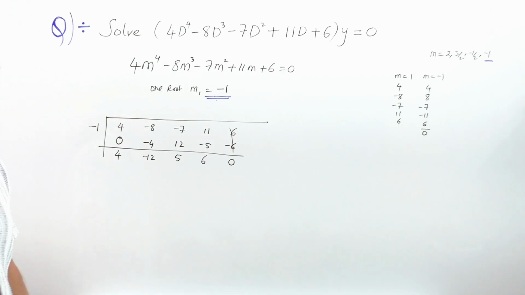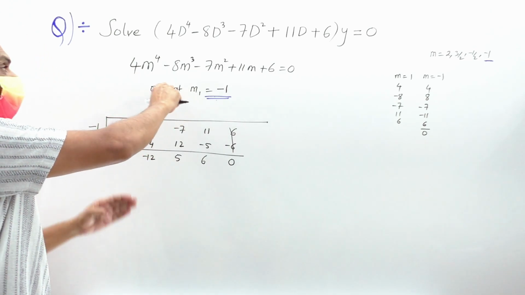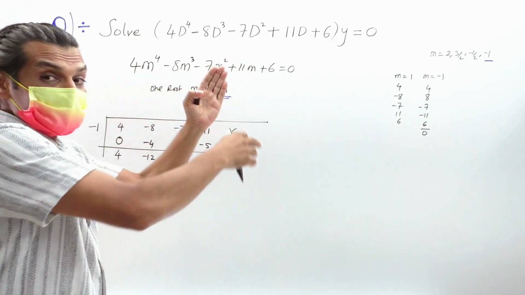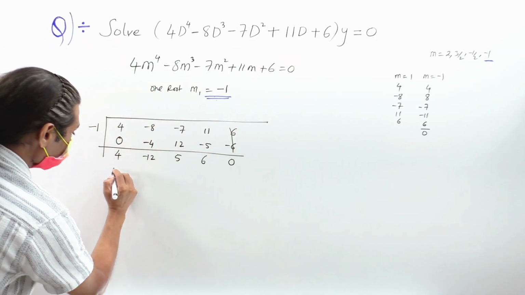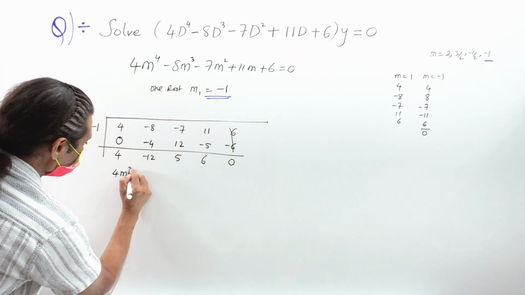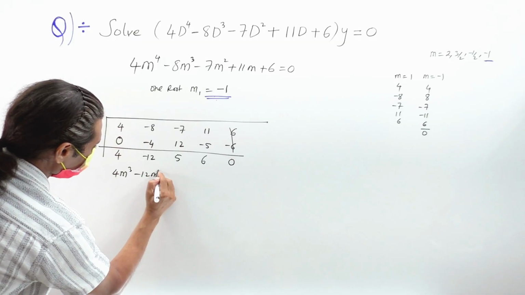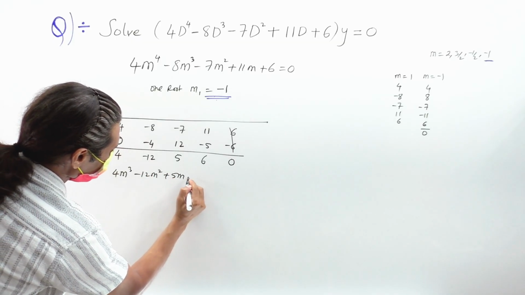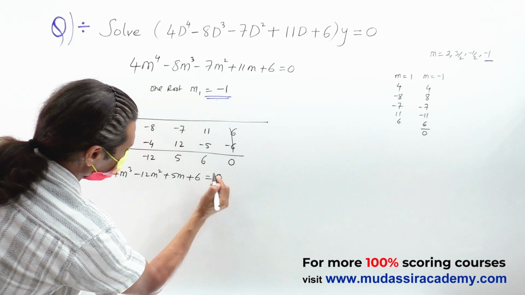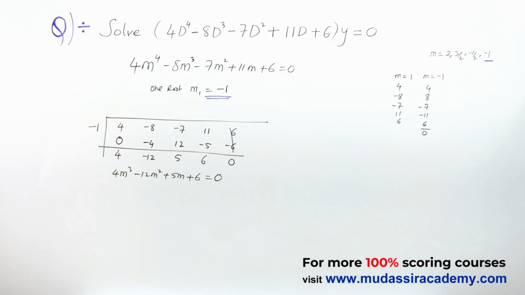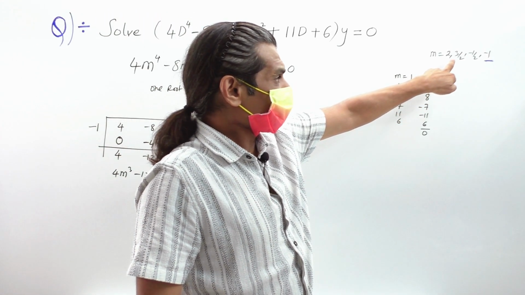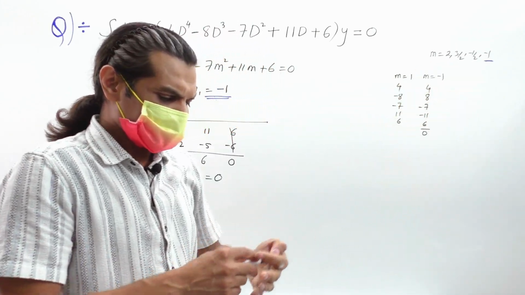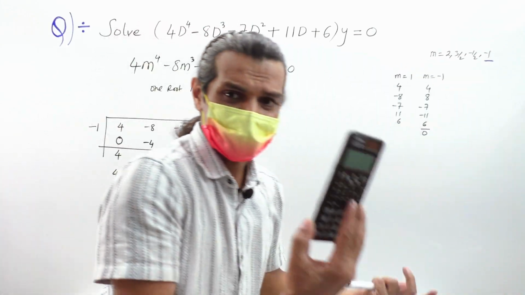The last term cancels. So I divided m raised to 4 by 1 m. What remains? m cube. The remaining I get as 4m cube minus 12m square plus 5m plus 6 is equal to 0. So again for this, which is the lowest whole number here? 2. Or if you want to solve, you can solve using the calculator here.